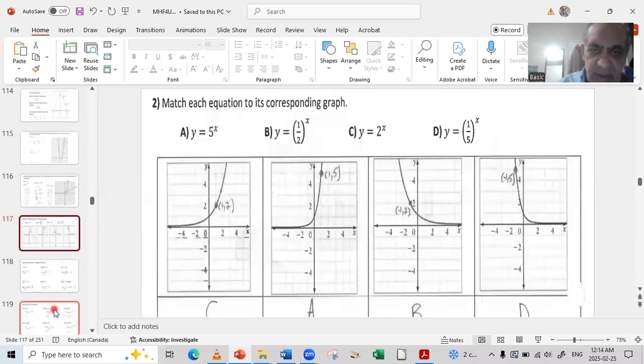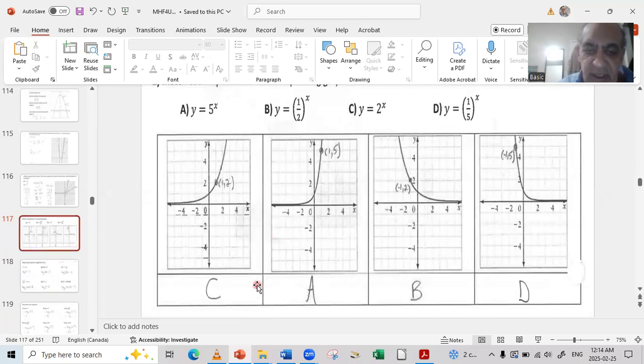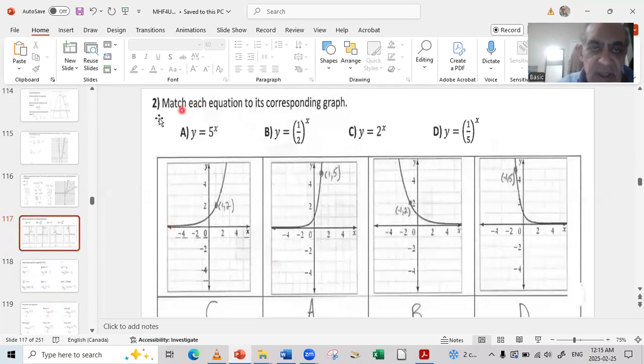Same idea here as well. In this graph, we are seeing the functions which are increasing and which are decreasing, and we are saying which one based on what you see in front of you. Y equals 5 power x. The function which is increasing, 5 power x, is a.